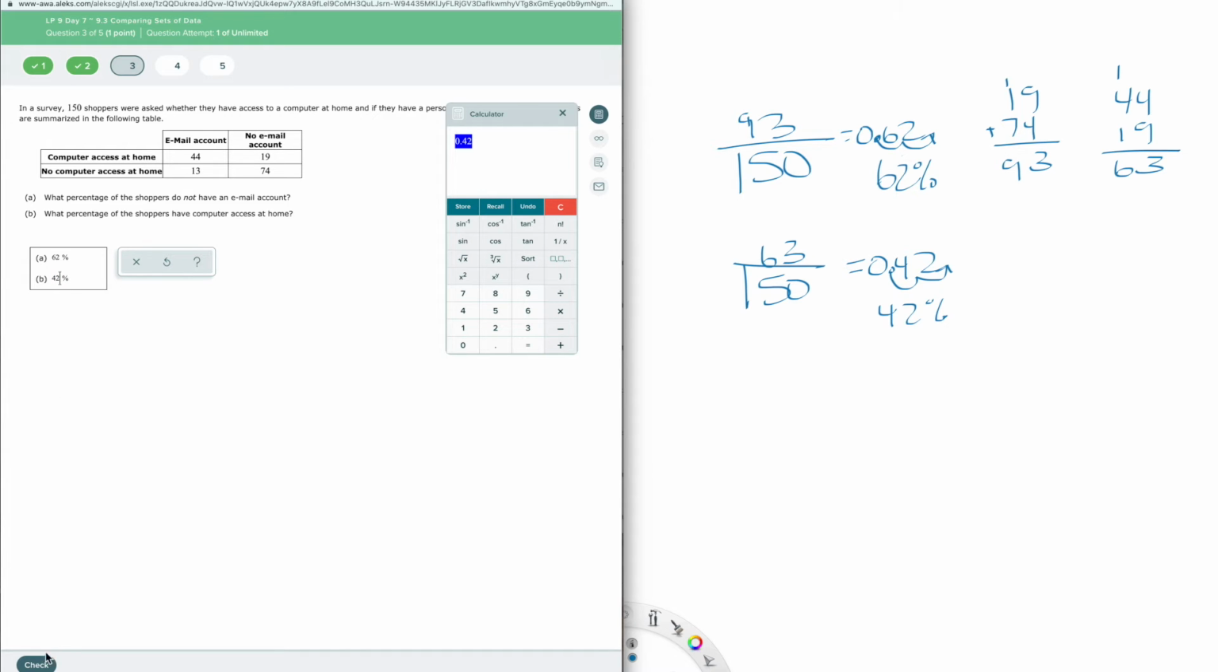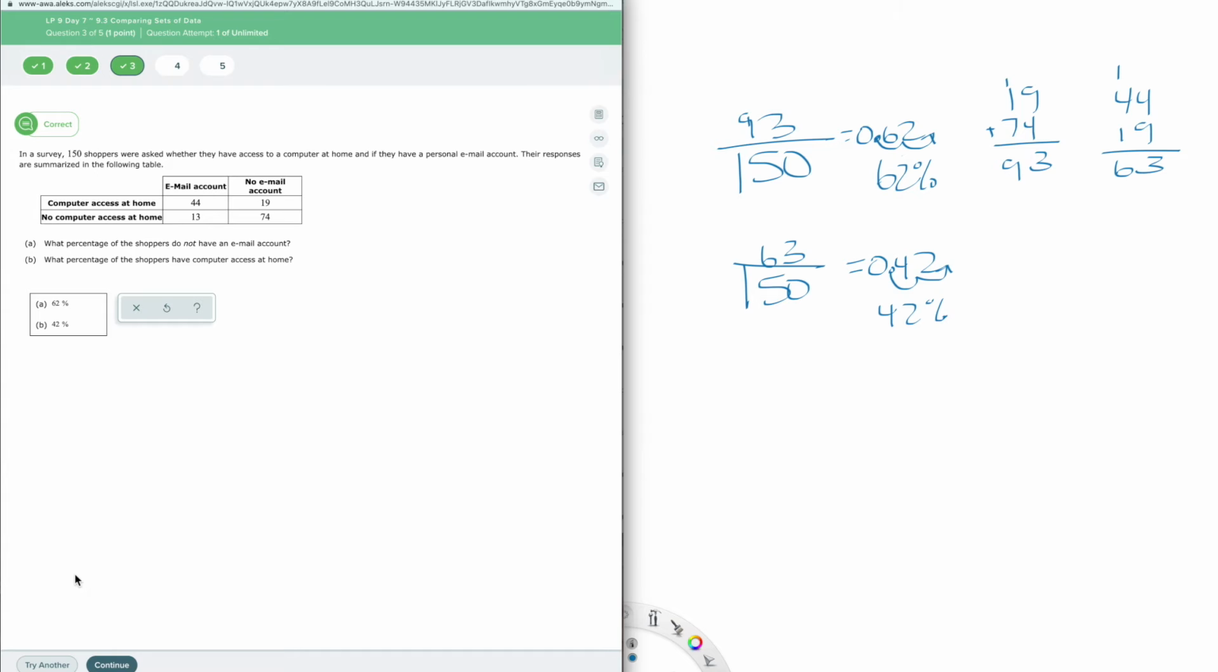I would think this would be pretty low. I think most people now have computer access at home. It's pretty common at this point, but I guess it depends on where they were asking shoppers.